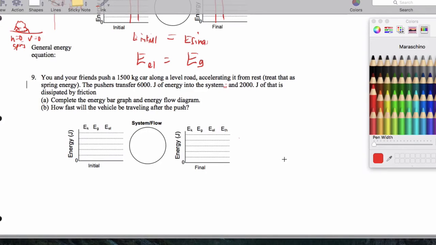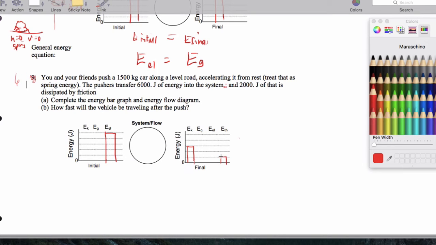All right, so here we go. The idea here is we have a car. It's being pushed, and this is question 6. We're going to treat the initial 6,000 joules that are transferred into it as elastic. What's going to end up happening is this gets converted into, we're told there's movement and there's dissipated. So we're going to have kinetic energy and some dissipated energy as well.